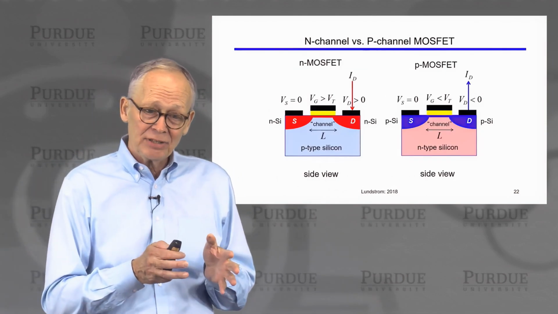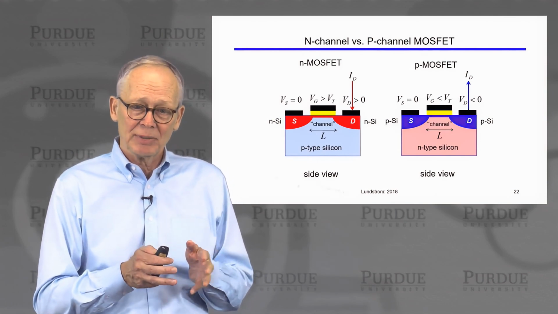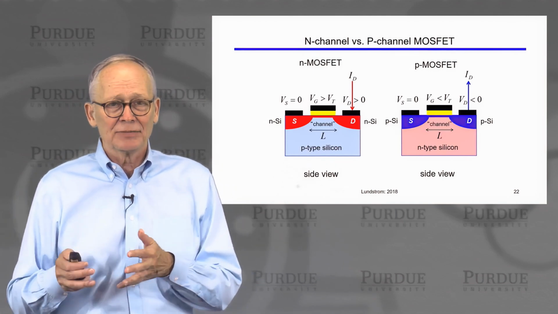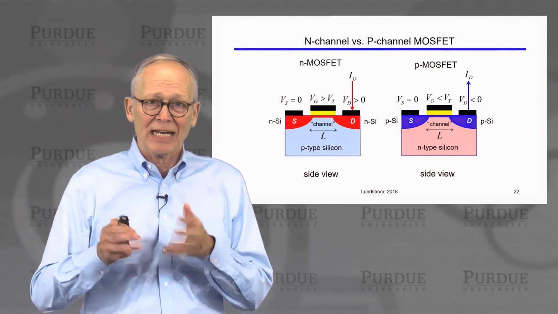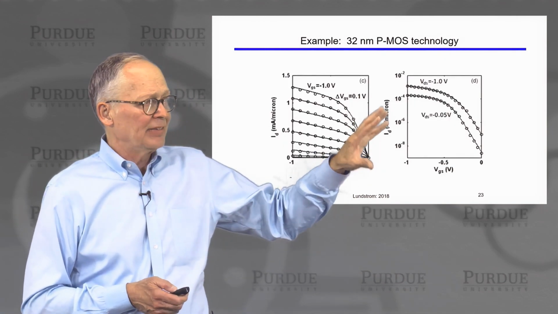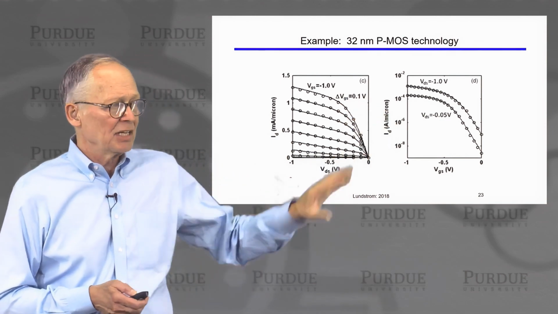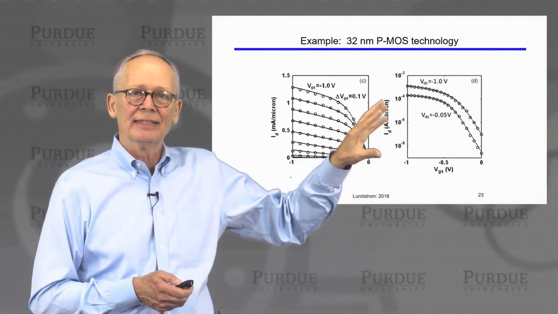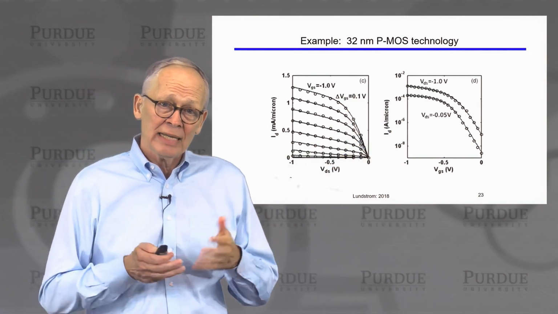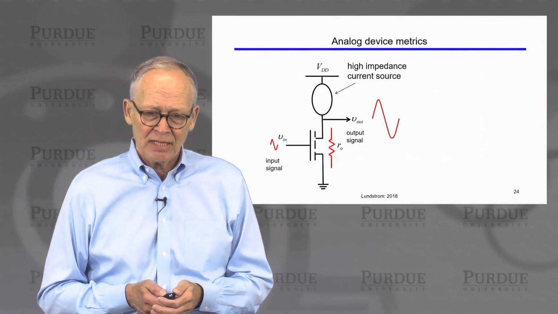Now, as we've mentioned, there are complementary devices. There's an N-channel device, which is what I've been talking about. There's also a P-channel device where we apply negative voltages to the terminals. The current flows out of the drain instead of into the drain. These are IV characteristics for the P-channel device in the same technology, and you might practice by extracting the four key digital device metrics for this P-channel device as well, and compare them to the values that you saw in the N-channel device.